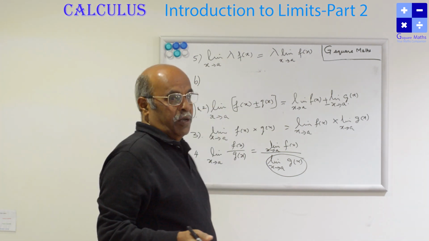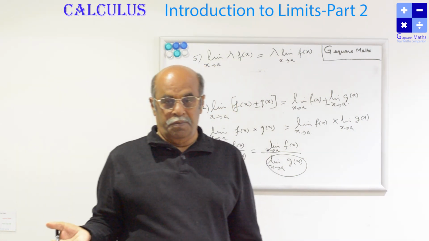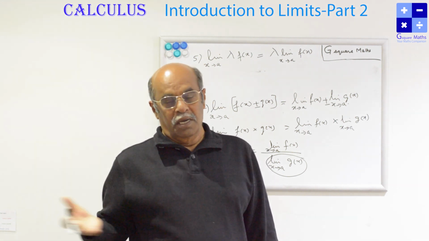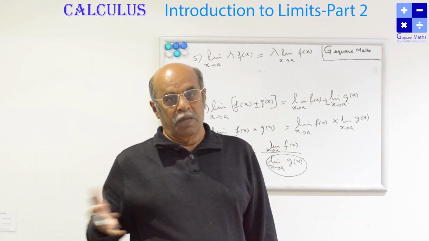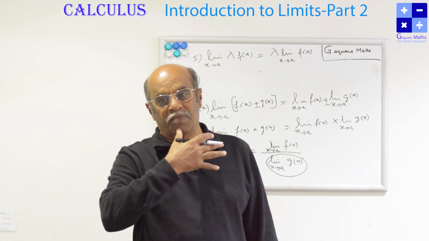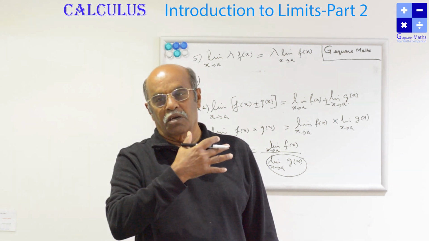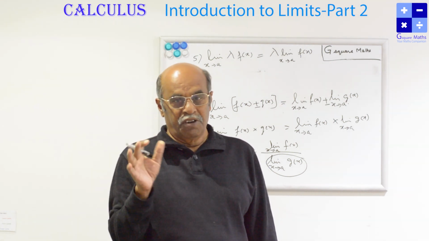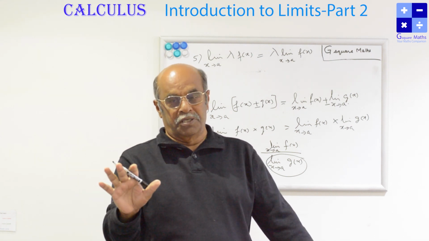Limit of a polynomial. We know what a polynomial is. A polynomial is an algebraic expression in which the power is only positive integers, otherwise you can call them whole numbers. If the power is a negative number, it is not a polynomial, it is only an algebraic expression.